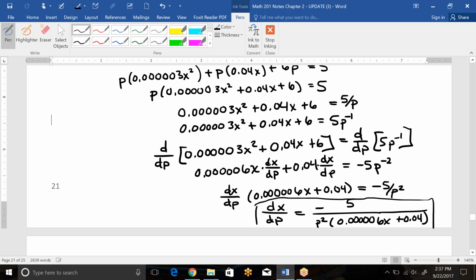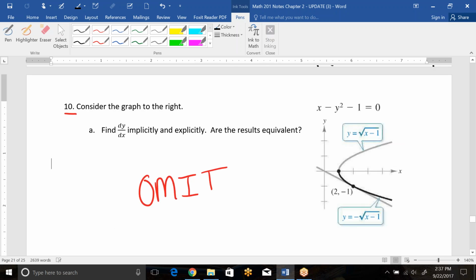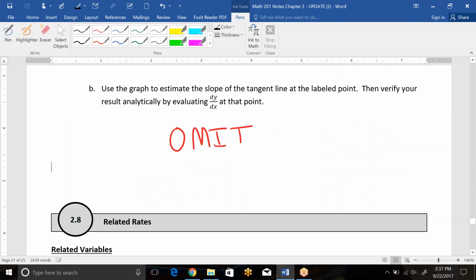So you don't always have to take respect with x, you just have to follow the directions essentially. There is a number 10 on here. I looked through your test and I don't really want to get into doing too much with this one because it's not on the exam, so we're going to omit it. And that's the end of the 2.7.